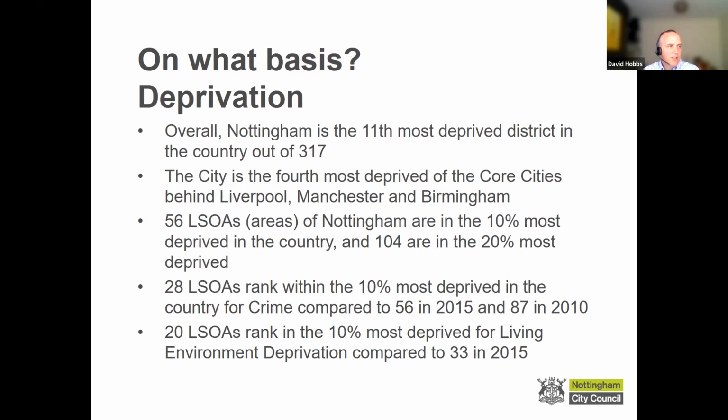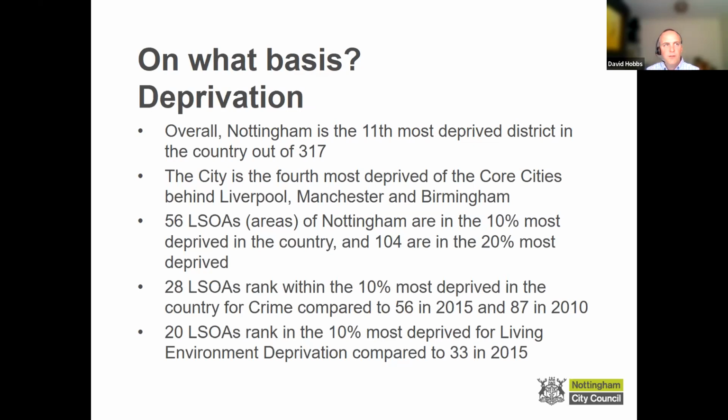And in terms of crime, 28 LSOA areas rank within the 10% most deprived. That has improved. It used to be 56 LSOA areas, and before that it was 87. So things around crime have improved. And again, in terms of the living environment element of deprivation, 20 LSOA areas are in the 10% most deprived. It used to be 33. So things have improved, but we still are stubbornly low across a whole range of different measures that deprivation uses, and it does use a range of different measures to identify where each council ranks across the country.